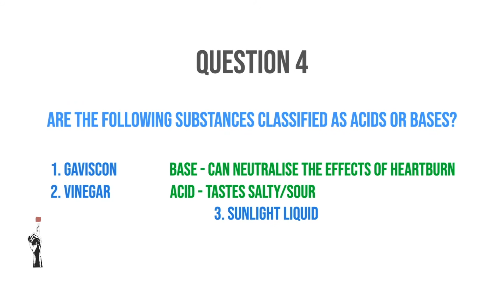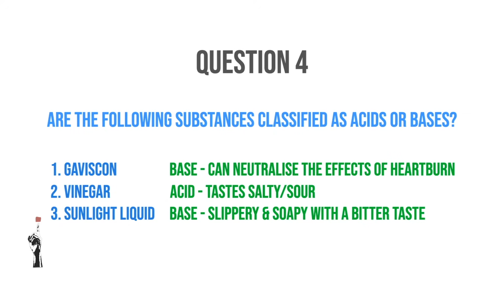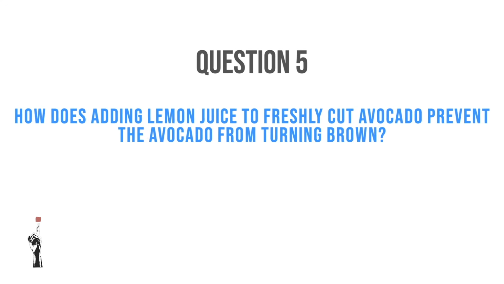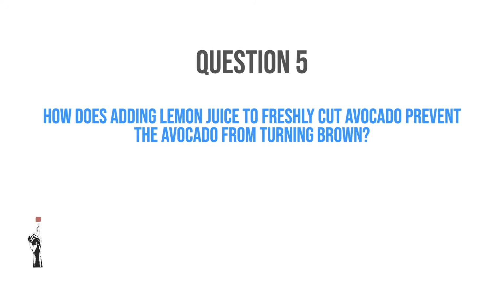Our final example is sunlight liquid. And we know this is a base because it feels slippery and soapy. And have you tasted sunlight liquid? It tastes a little bit bitter. How does adding lemon juice to a freshly cut avocado pear prevent it from turning brown? Lemon juice prevents oxygen from reacting with the avocado, and thus oxidation is prevented.